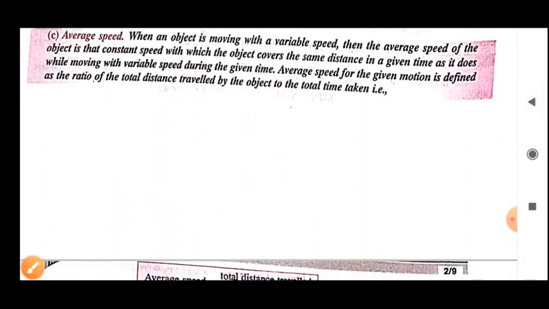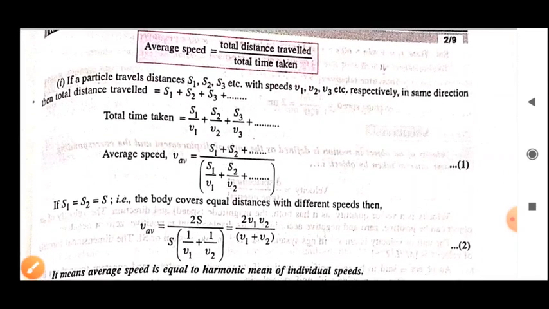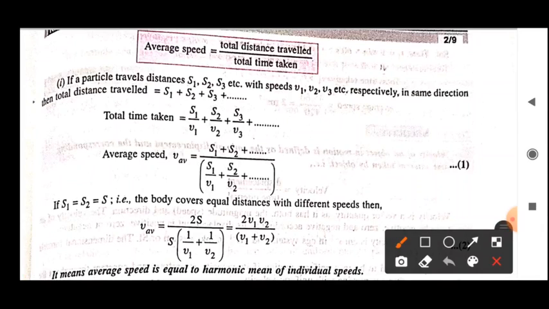Now let's see the formula derivation for this one. The average speed formula is total distance travelled upon total time taken. Now here you can see the formula derivation.